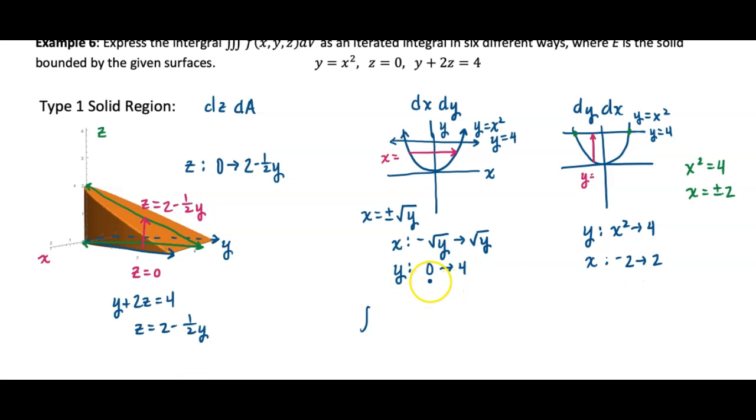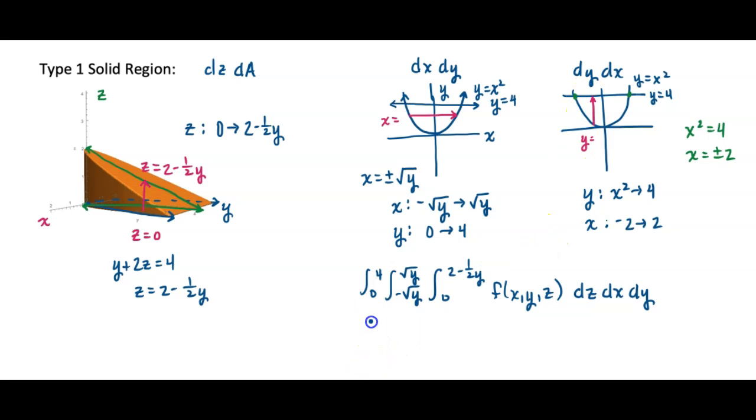Either way, we have z going from 0 to 2 minus 1/2 y. So this is going to be our inside integral. For one of these, that's dz dx dy. This will be from 0 to 4, from negative root y to positive root y, and from 0 to 2 minus 1/2 y of this mysterious function f of x, y, z, dz dx dy.